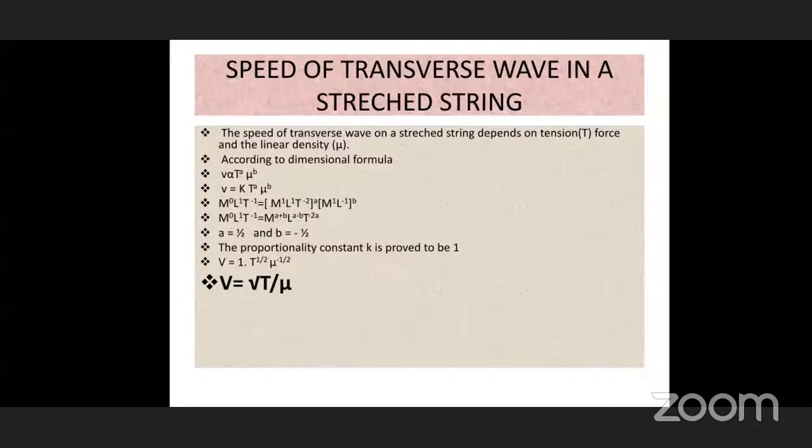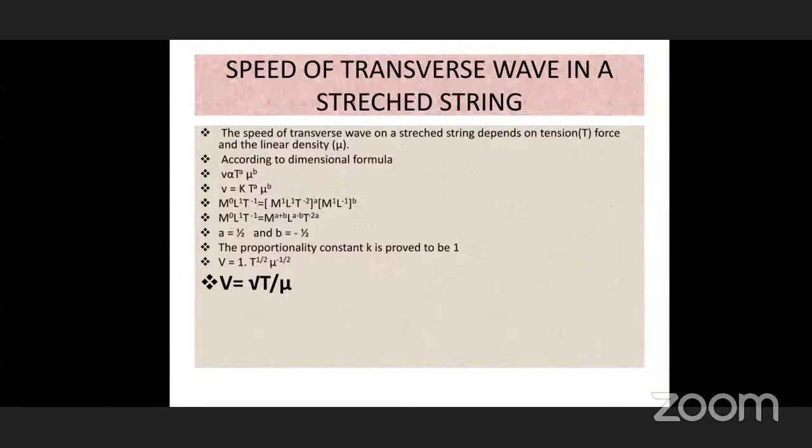So how to derive this relation for the stretched string? What is the velocity of the wave? To derive it, we use the dimensional formula. It is easy to derive. So we write V proportional to T power a and mu power b. V is proportional to the two factors: to the tensional force a times, so T power a, and to the linear density b times, mu power b. Therefore, removing the proportionality, we take a proportionality constant K: V is equal to K T power a mu power b.